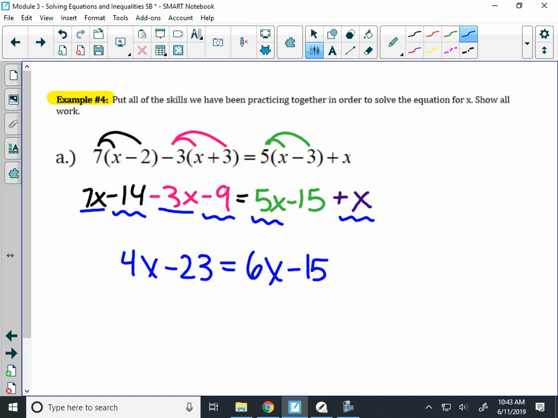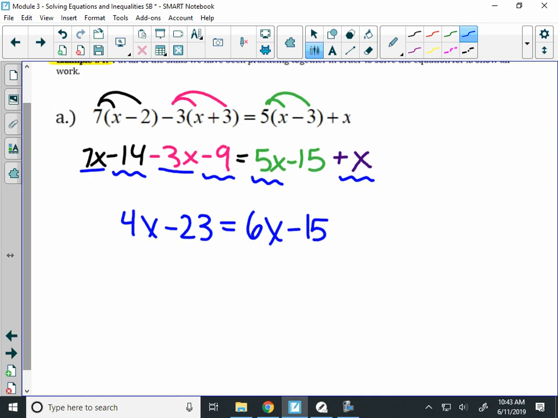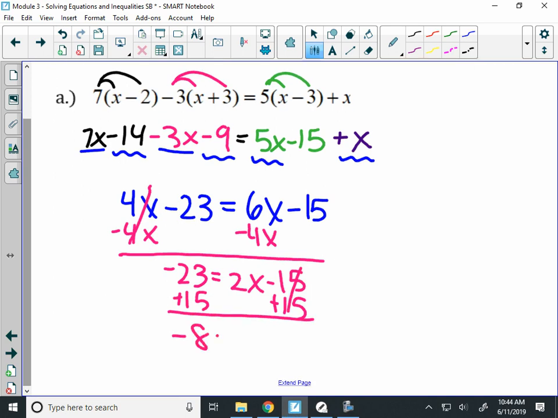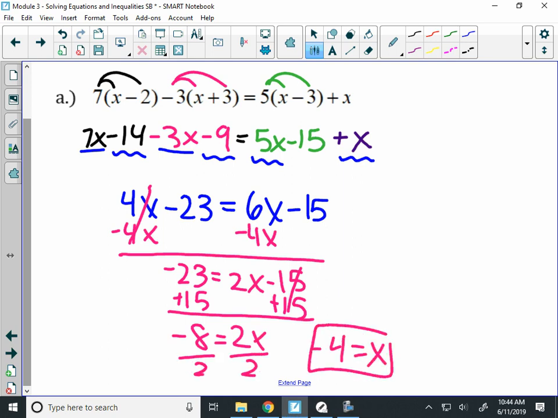Now this looks like what we did back in example 3. All I have to do is get the x's together, so I'm going to subtract 4x here. And negative 23 equals 2x minus 15. And then add the 15 to both sides. That gives me negative 8 equals 2x, and divide by 2. So that tells me negative 4 is the value for x.